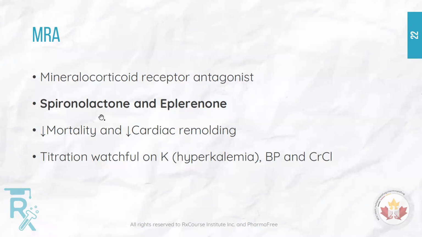The mineralocorticoid receptor antagonists, spironolactone and eplerenone, are the most common. Spironolactone is sometimes associated with gynecomastia. At that point, we change it to eplerenone, which doesn't have this side effect. Spironolactone shows this side effect because it has an anti-androgenic effect. This is why it might be associated with gynecomastia. This family of diuretic decreases the mortality and cardiac remodeling, in addition to its role in decreasing the fluid accumulation. This is why it is the preferred family of diuretic in congestive heart failure. And we need to keep an eye on the potassium level, blood pressure, and the creatinine clearance.